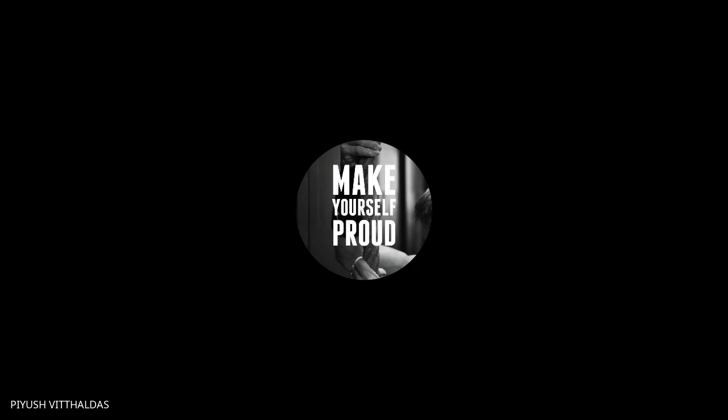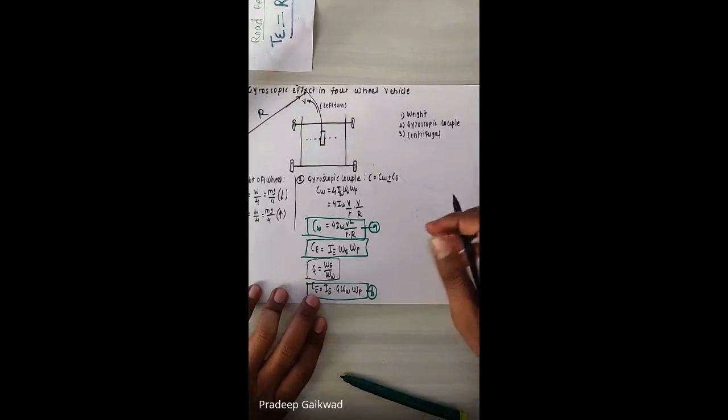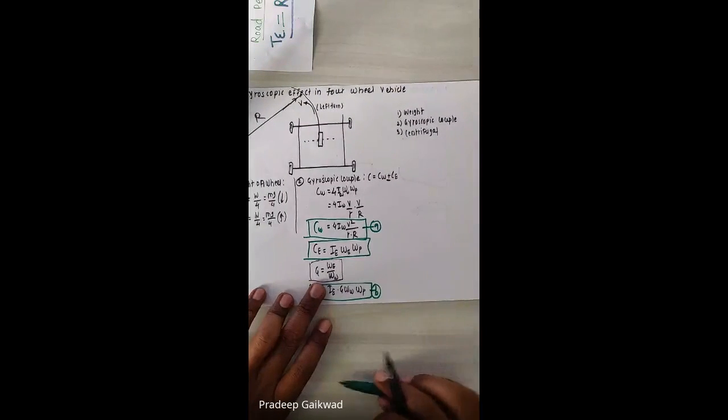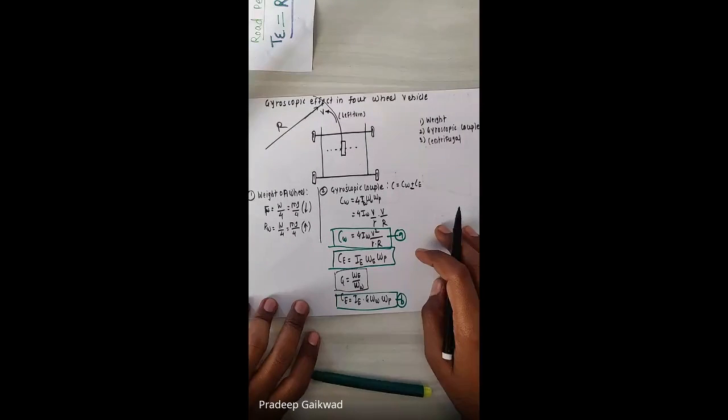Anti-clockwise. Yes, someone is saying anti-clockwise. See, it's very simple. For this, we need to find out the direction of the gyroscopic couple.